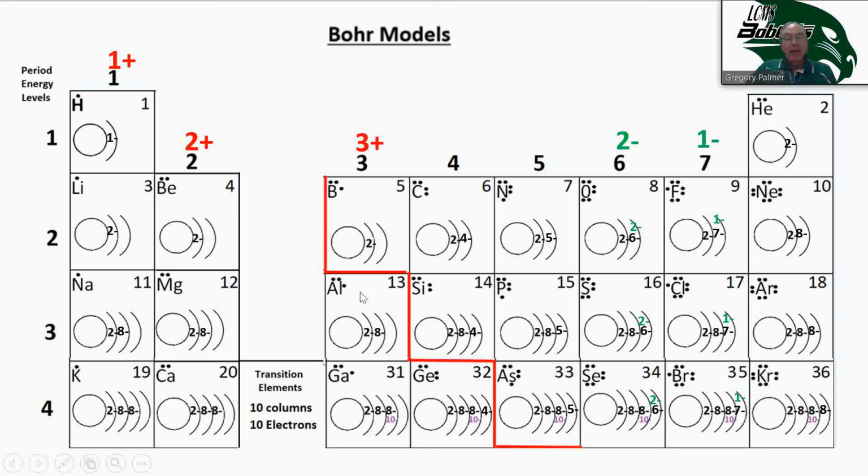And see, every element in a family ends up the same way because they all had the same number of valence electrons. So they all gain or lose the same number of valence electrons. And this is why we said they had similar chemical properties and they're going to bond in similar ways.